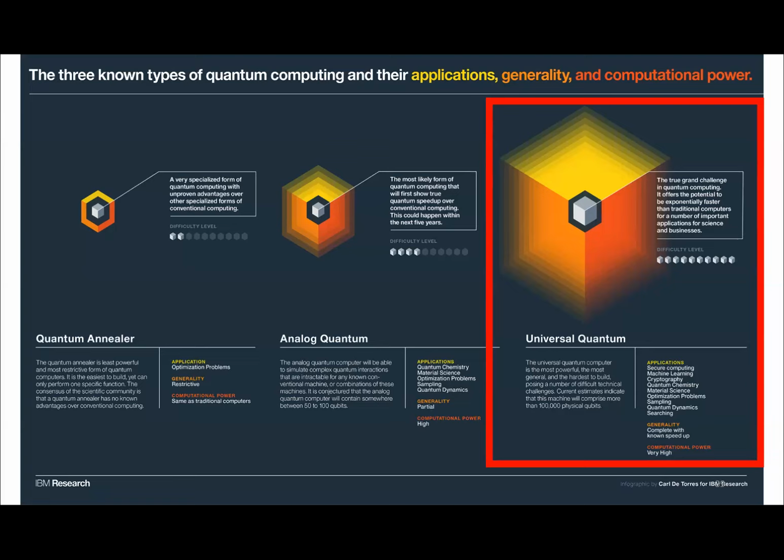Down here on generality, you can see that it says it's complete and has known speedup. What I understand by complete is that for a gate quantum computer, you can look at the theory: any problem that you can solve efficiently, i.e. in polynomial time on a classical computer, will have a polynomial runtime on a quantum computer as well, okay? That's just a really superficial comment I make, but it will come back later during the results.